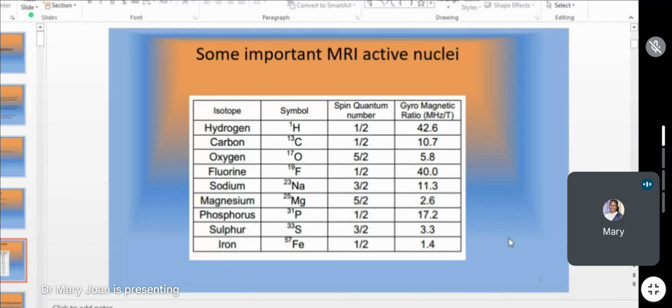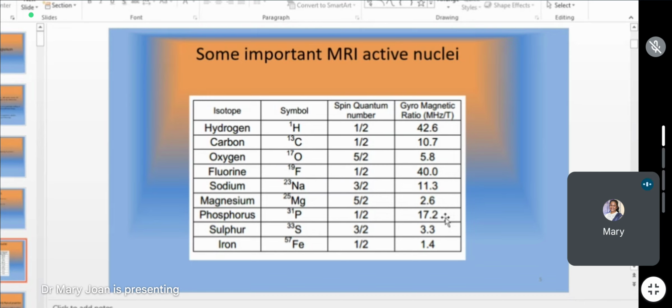So we have seen previously some important MRI active nuclei. Hydrogen has a spin quantum number of 1/2, resulting in a gyromagnetic ratio of 42.6. Carbon again 1/2, gyromagnetic ratio 10.7. Oxygen spin quantum number is 5/2 and gyromagnetic ratio is 5.8. Fluorine 1/2, 40. Sodium 3/2 spin and gyromagnetic ratio 11.3. Magnesium has a spin quantum number of 5/2 and gyromagnetic ratio of 2.6. Phosphorus 1/2 and gyromagnetic ratio is 17.2. Sulfur has spin quantum number of 3/2 and gyromagnetic ratio 3.3. Iron has spin quantum number 1/2 and gyromagnetic ratio of 1.4.